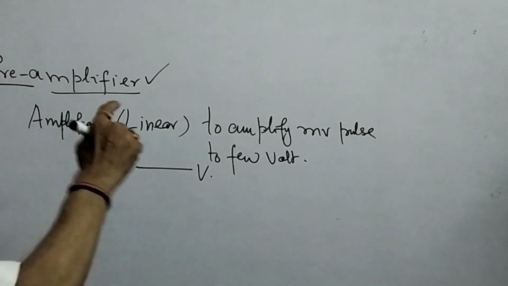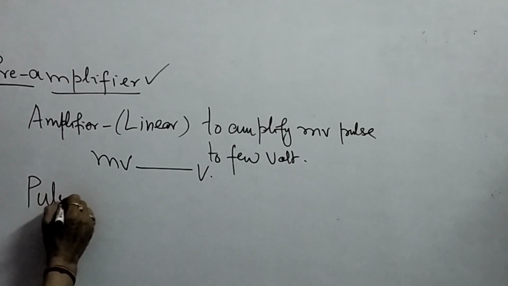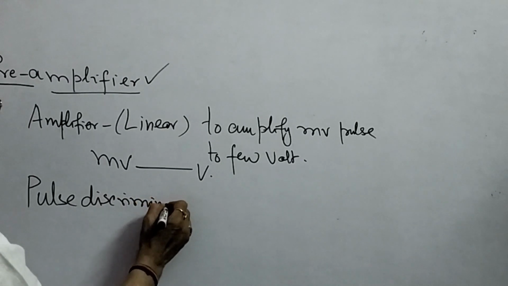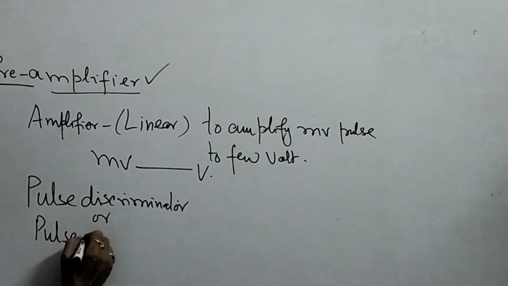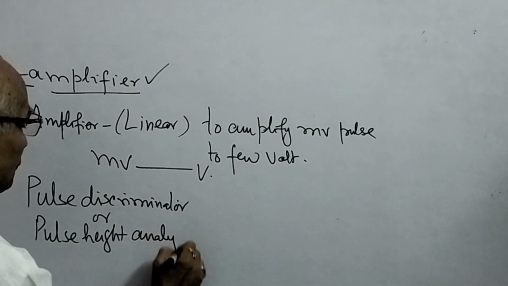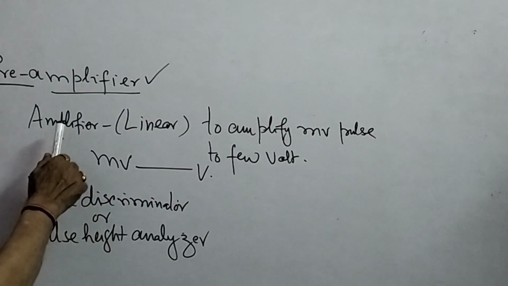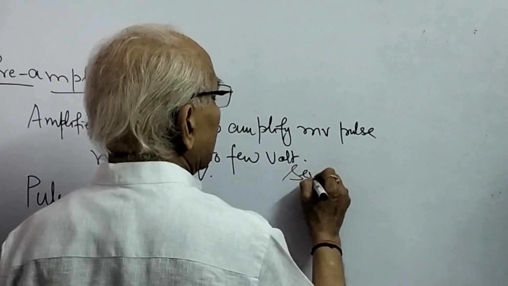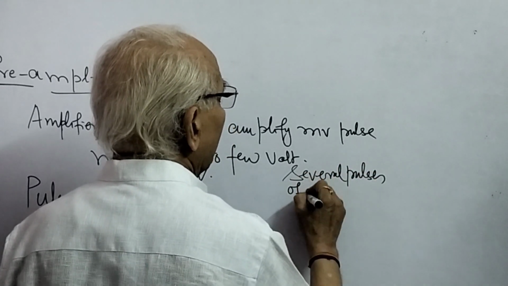After this we have another unit which I gave in the block diagram. This is called the pulse discriminator, or pulse height analyzer. It is a pulse discriminator because after this amplifier we have several pulses of different heights.